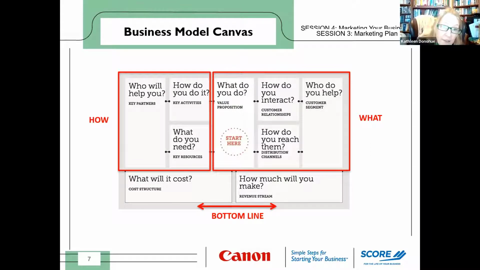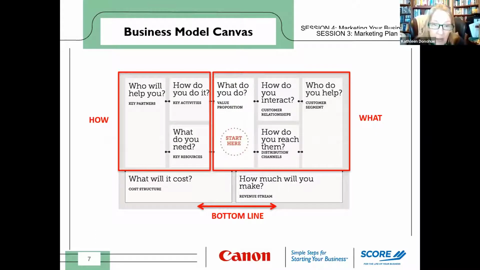On the left-hand side, what kind of help do I need in order to do this, right? So if I'm selling paint supplies, then I need to have suppliers that I can buy my materials from. Even if I'm producing something myself, I still need to have those suppliers. And it may be that I need other kinds of support. If you're in a service business, then you may need people to help you keep your computer running so that you can offer your online services. Any of those kinds of folks. So who will help me? And then how will I interact with those people?